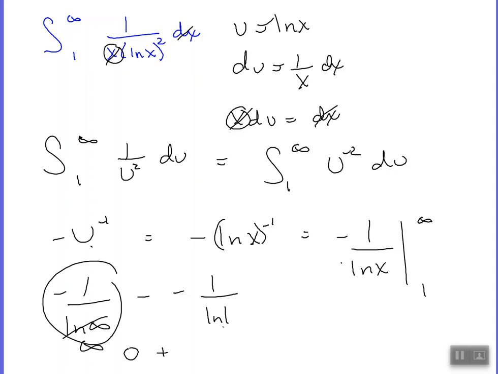ln of 1 is 0. But 1 over 0 is infinity if we're thinking about a limit. It's an indeterminate form. So the whole thing just diverges. There's not an answer. So gotta love that, doing all that work, and it diverges anyway.